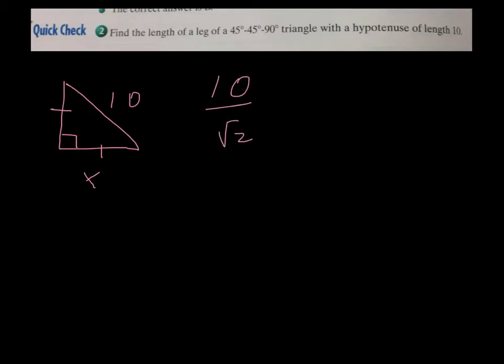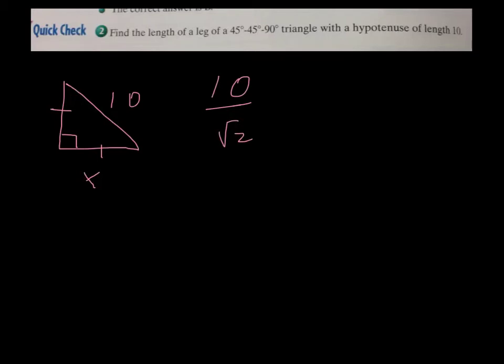Quick check number 2 says we have a 45-45-90, an isosceles right triangle, with a hypotenuse of length 10. How are we going to get the length of the leg? Please pause the video while you try to figure this out. Well, I like drawing pictures, so we're given the hypotenuse 10. We're trying to get the length of the leg. Well, if you have to multiply the length of the leg by the square root of 2 to get the hypotenuse, again, you're going to divide the hypotenuse by the square root of 2 to get the length of the leg.